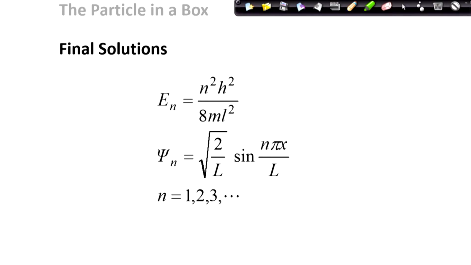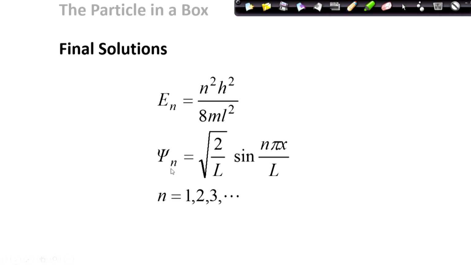Just to refresh your memory, we got energy E n as a function of n square h square divided by 8 m L square. You remember L is the length of the box, m is the mass of the particle, h is Planck's constant, and n is an integer that goes from 1 to 3 onwards. N equals 0 is not allowed. So, the lowest value of n that is allowed is 1.